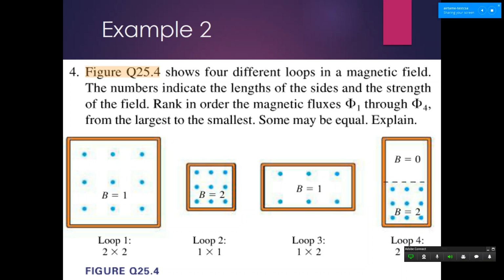So I have to just remind you that flux is the product of magnetic field and area. And it shows you a little bit about the area here by telling you the dimensions and the strength of the magnetic field inside each of these areas.